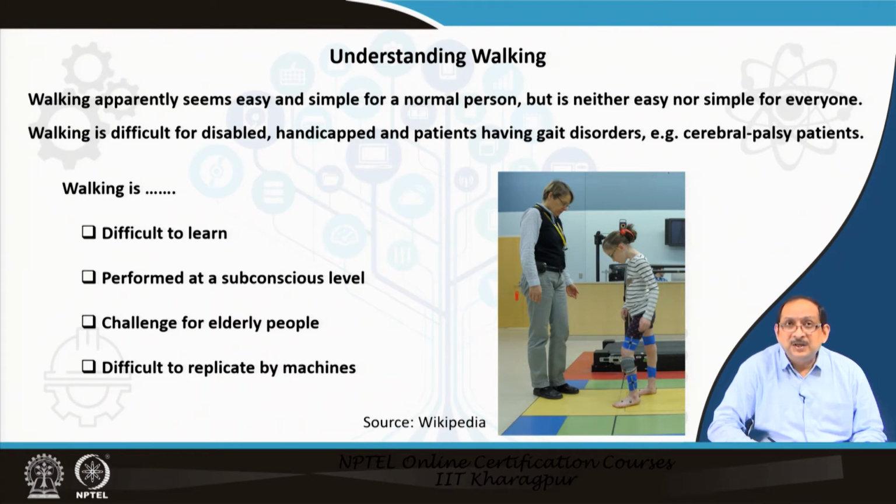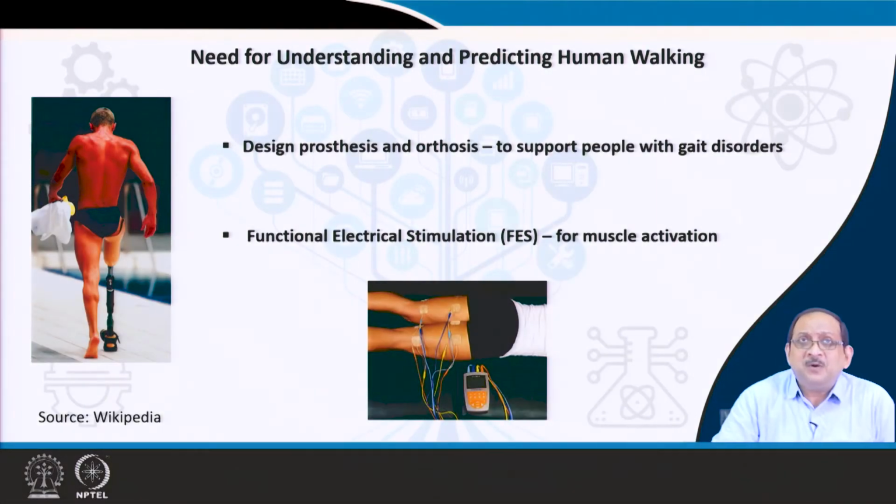It is difficult to replicate by machines, especially the balance. You can design a machine that moves on two legs, but to keep it in balance during movement is always a real challenge. There is a need for understanding and predicting human walking.